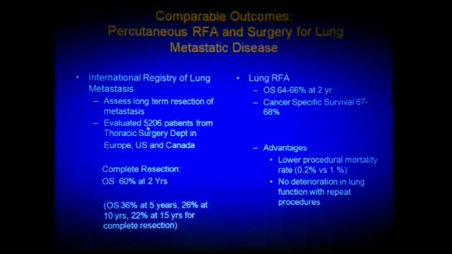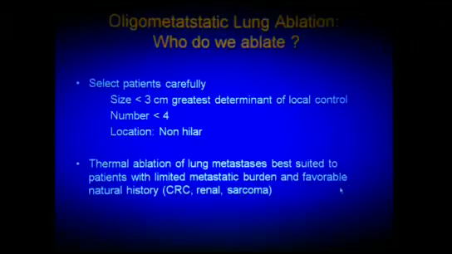They evaluated 5,000 patients from a variety of thoracic surgery departments around the country. Their complete resection rate was 60% at 2 years. RF ablation at 2 years overall survival was about 64 to 66%. The advantage, of course, being a low procedural rate and no deterioration in lung function with repeat procedures.